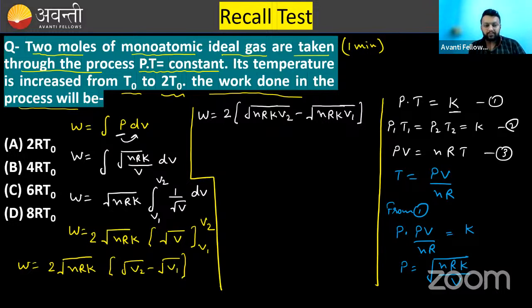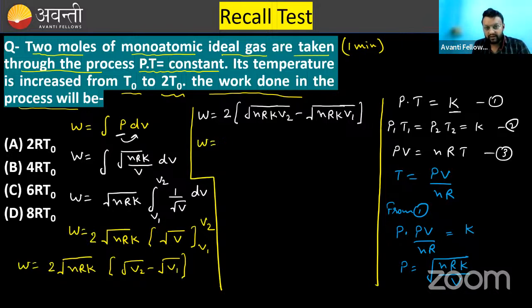So what's given in the options is RT naught, RT naught, RT naught things. So we need to eliminate this volume because volume was not given in the question. We are dealing with volumes V1 and V2, but volume was not given, so we need to eliminate those things from the equation.